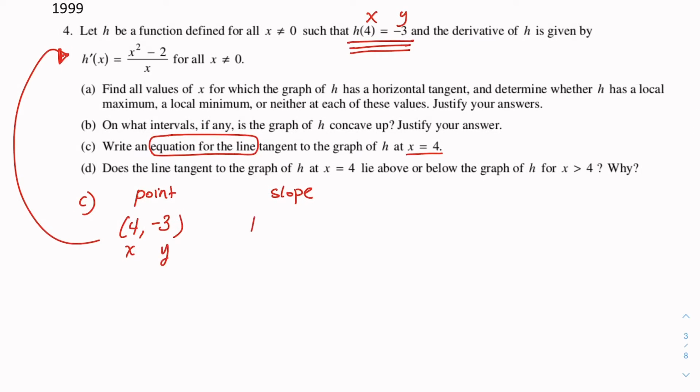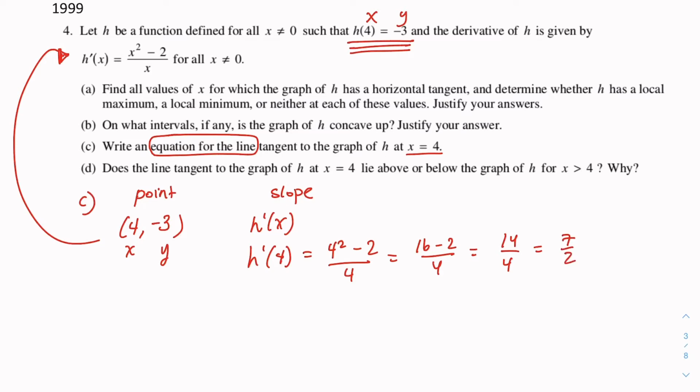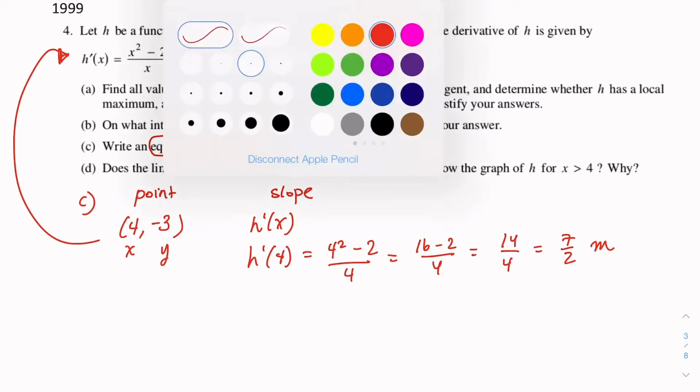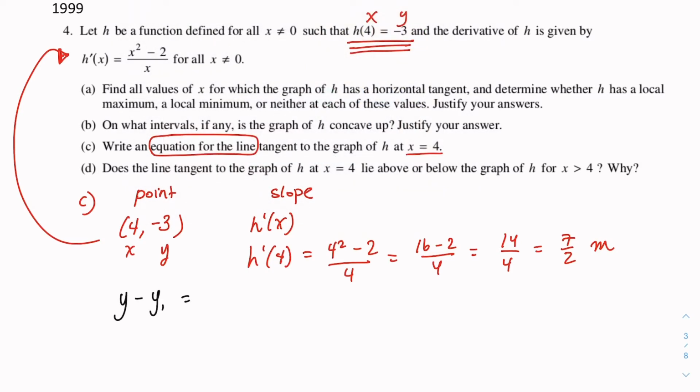Now our slope, we'll deal with the derivative. And we want to find specifically the slope at x equals 4. Plugging in 4 to our derivative function, I get 4 squared minus 2 all over 4. That's 16 minus 2 over 4, which simplifies down to 7/2. So that's my point, and here I now have my slope. Let's plug them into our equation for a line. y minus y1 equals m times x minus x1. So I have y minus -3, or y plus 3, equals my slope 7/2, times x minus 4. And we're done.